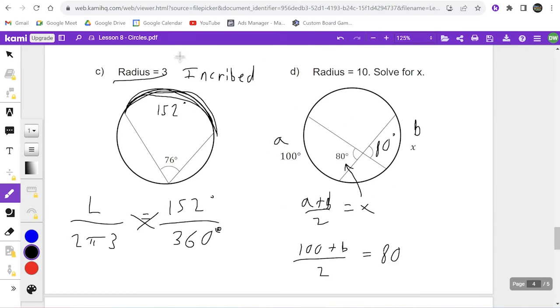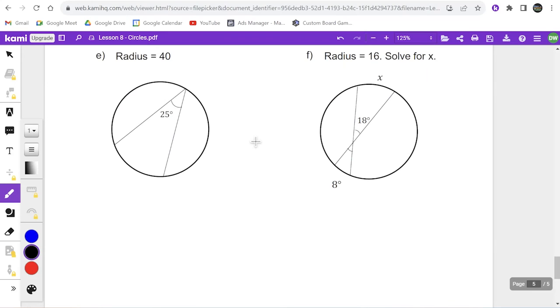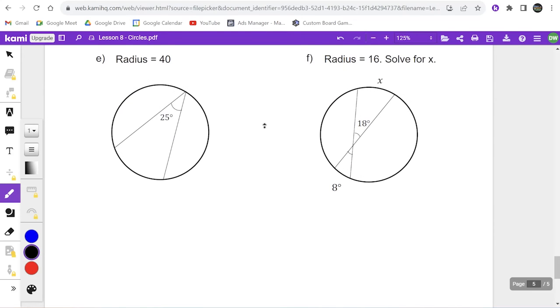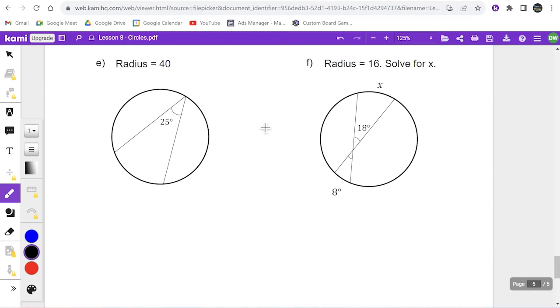And only 2 problems left, and then we're done for the summer. Part E, radius is 40, and it looks like I have an inscribed angle. So in other words, I got to find the arc measure right there, and I'm going to do that by doubling the angle. So 25 times 2, that's 50 degrees. And so that means, well, first of all, there's my answer for the arc measure.